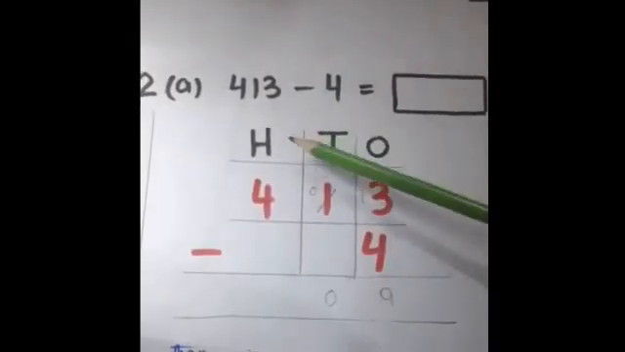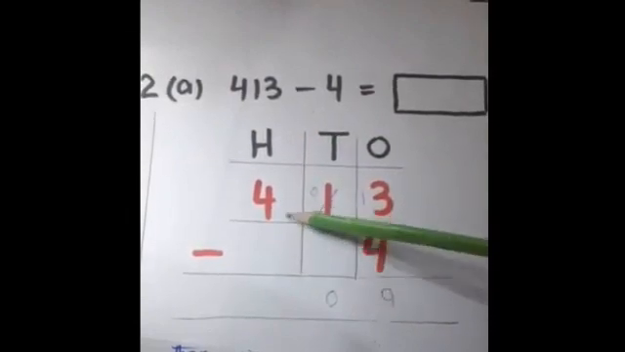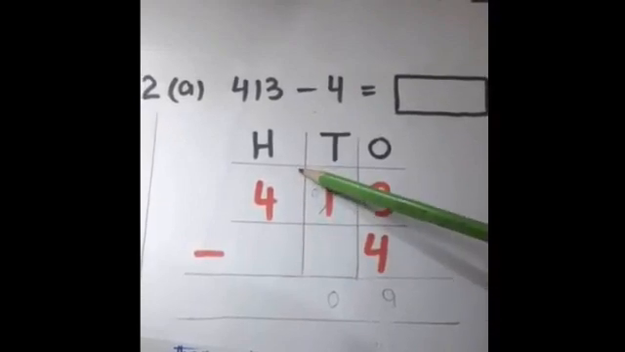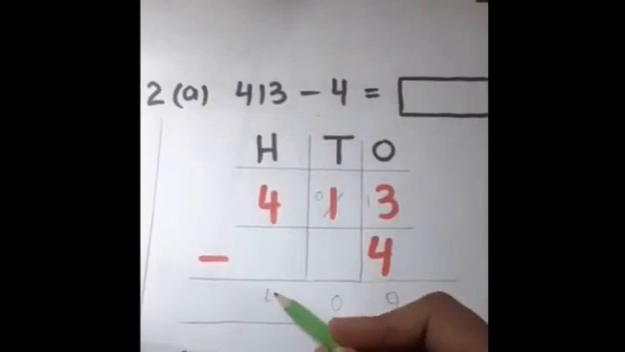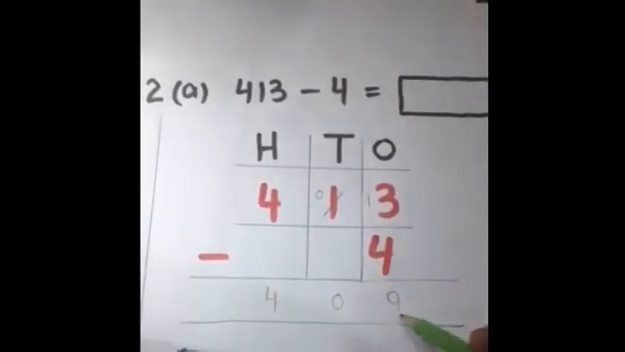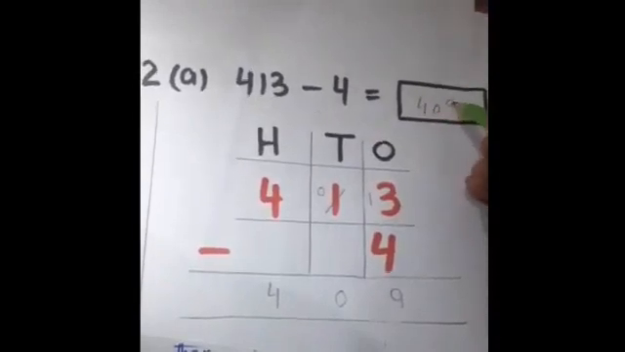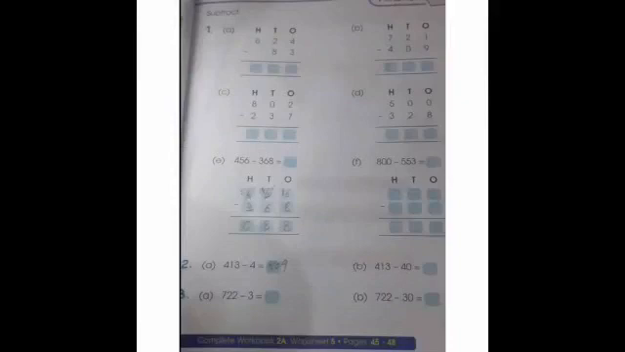Now move to the third step. There is only 4, there isn't any number below 4, so you will write down this number in the same way, and this is your answer. You will write here 409. You can try the remaining parts.